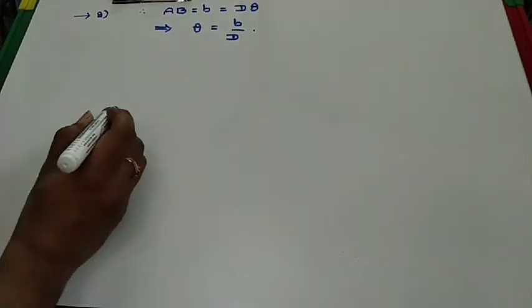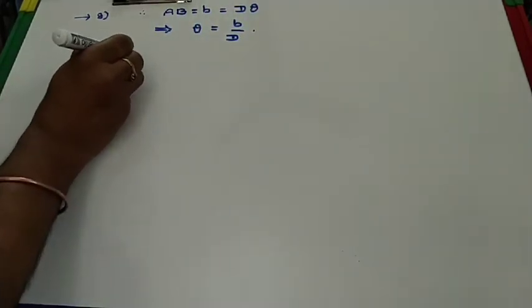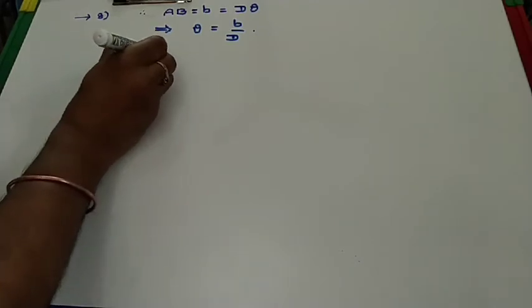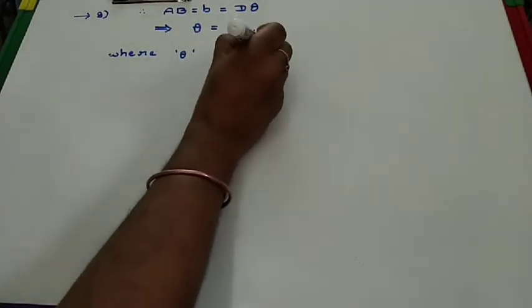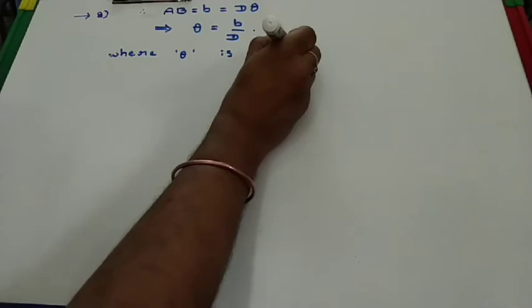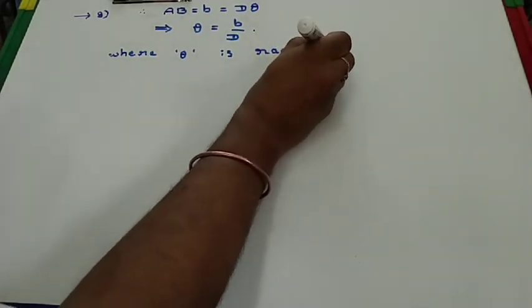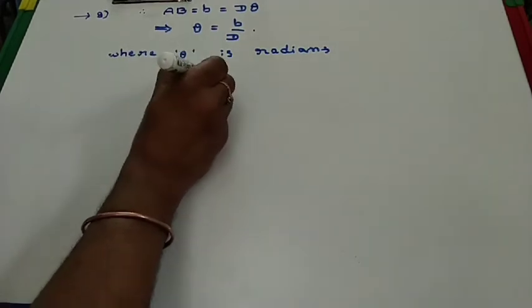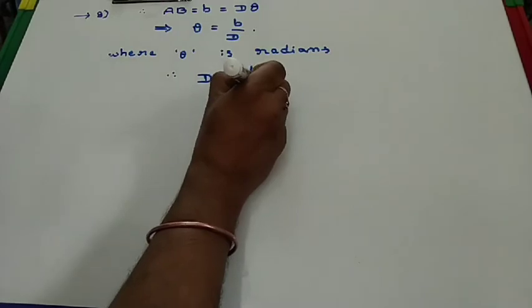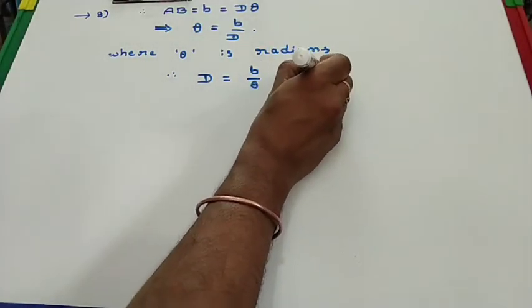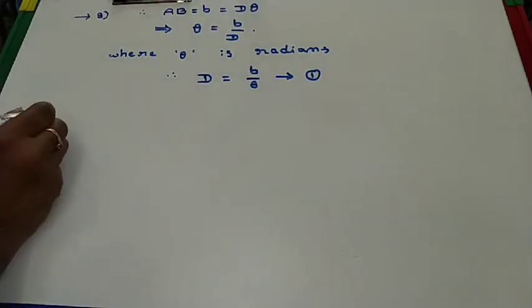Now point number 8. Therefore AB is equal to b, that is equal to D theta. That implies theta is equal to b by capital D, where theta is in radian. Therefore capital D is equal to b by theta. Consider this equation number 1.